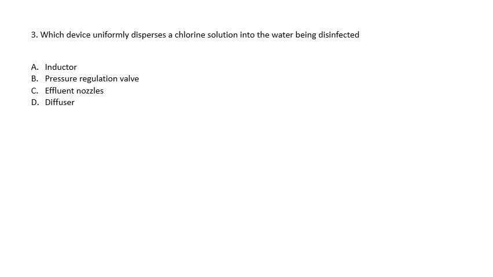Which device uniformly disperses a chlorine solution into the water being disinfected? An inductor, a pressure regulation valve, an effluent nozzle, or a diffuser? Diffuser. What is water in the zone of saturation called? Conserved, contaminated, groundwater, or supersaturated? It is called groundwater.